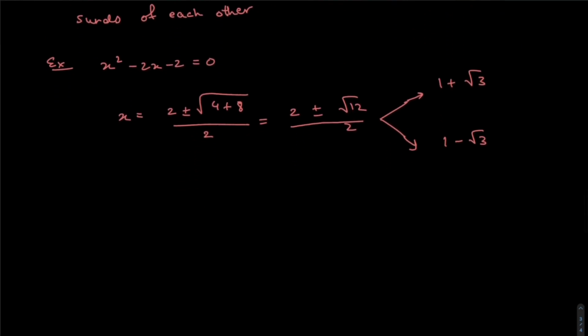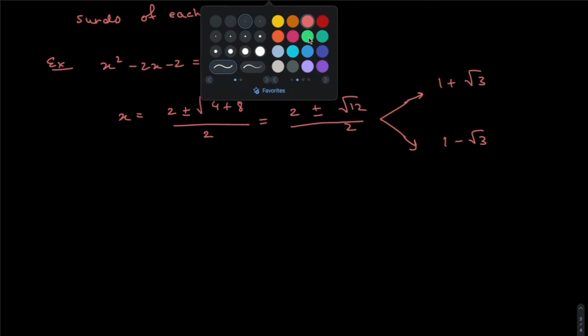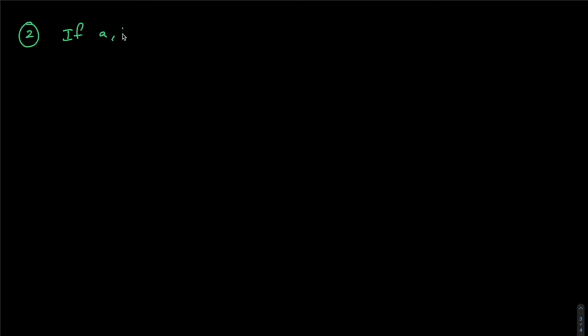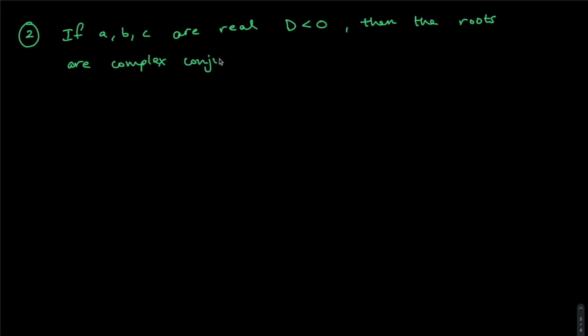Another property that I want to discuss here, I'm going to change the color, so I'll take green. The second property is very similar to this one again. If a, b, c are real, but this time the discriminant is less than 0, the discriminant is negative, then the roots are complex conjugates of each other.